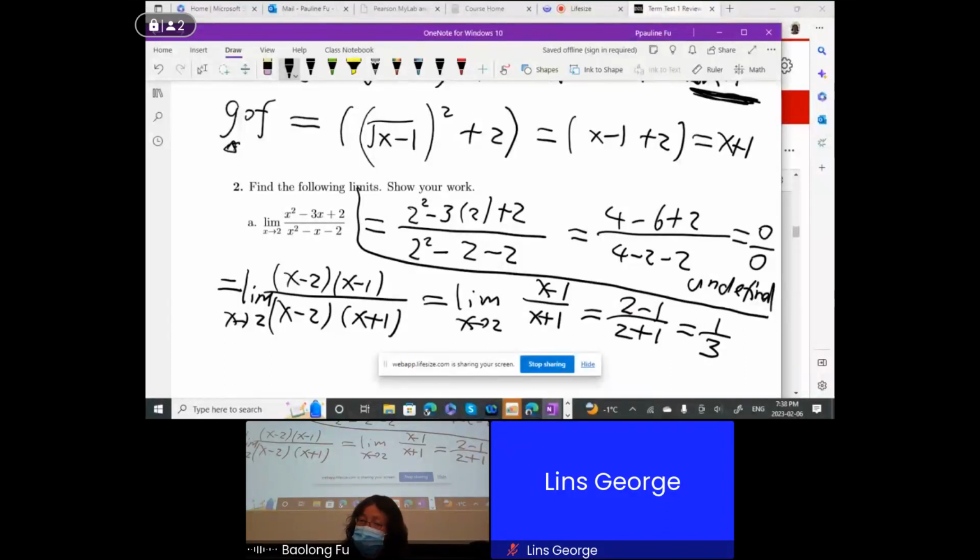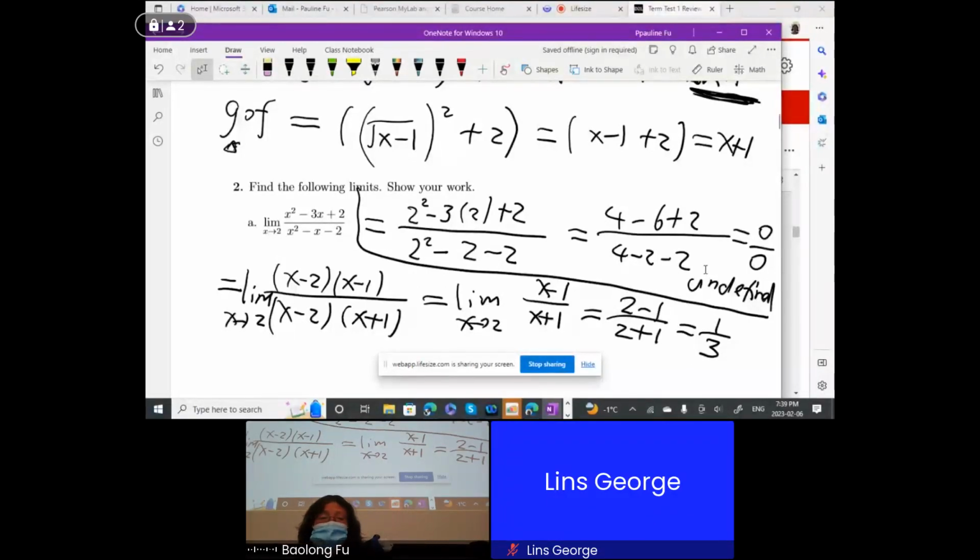Yes? What do you do if you don't have any values on top or bottom that we factor down? Say that again. If you don't have any values on the numerator or the denominator that can be factored out, should you just leave them as they are? If you don't have anything canceled out on the top and on the bottom, you still need to continue to plug in the number to see if it is undefined. You work another way. Usually there will be a cancel out.